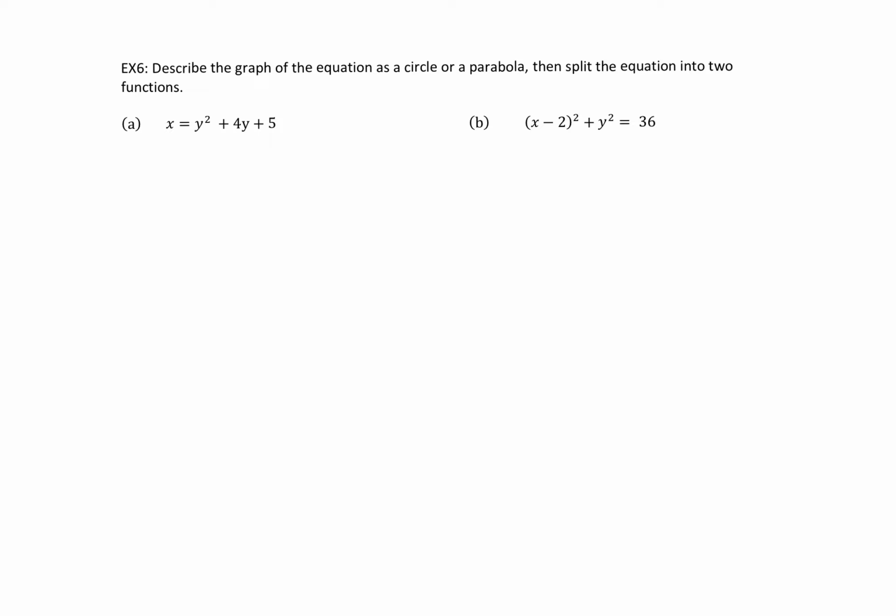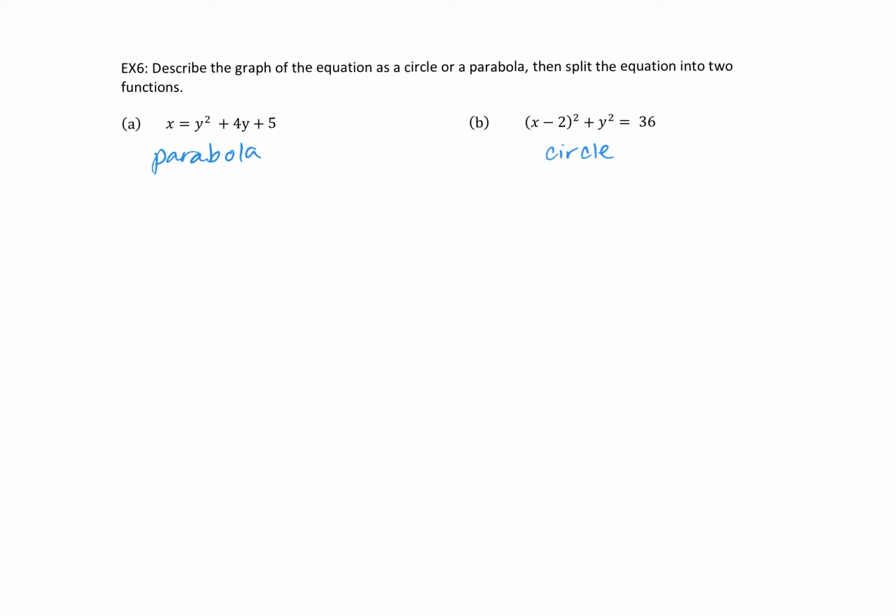In example 6, we're going to describe the graph of the equations that we have as either a circle or a parabola. And then we're going to split the equations into two functions. In part A, I notice that I have a y squared, but the x is not squared. So if you don't have an x squared and a y squared, then it's not a circle. It must be a parabola. So part A is a parabola. And it's a parabola that's opening right. And B, I have the x minus 2 squared. So I have an x squared and a y squared. This must be a circle.